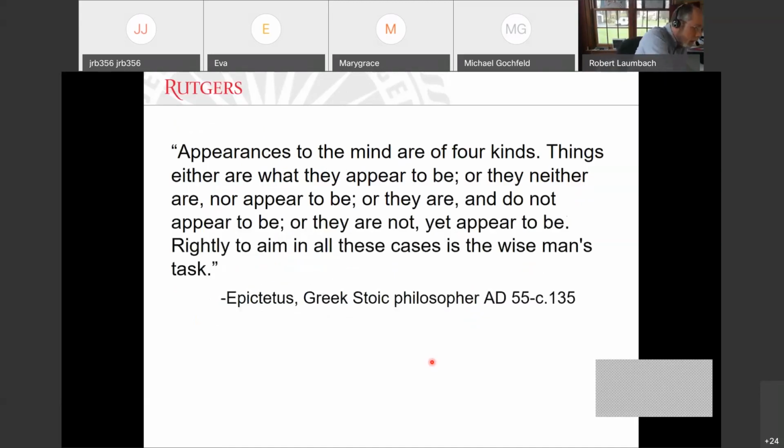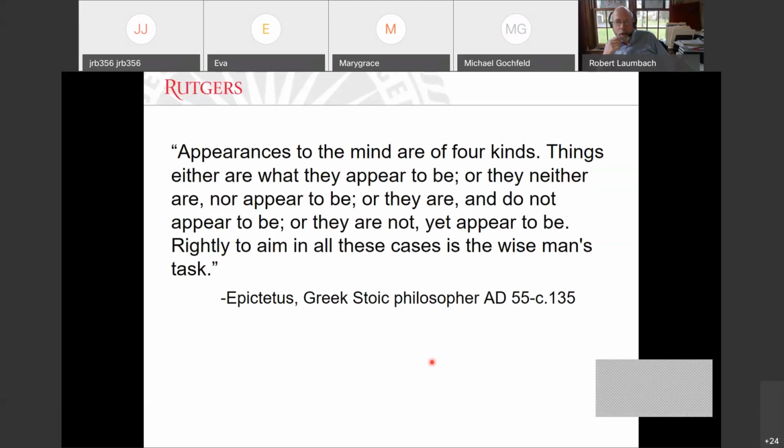So this is a little quote from Epictetus, who was a Greek philosopher about 2,000 years ago, who sort of got it right about how we should think about tests. In this case, when he refers to appearances, we can replace that with the results of a test. Appearances to mind, or the results of a test, are four kinds.